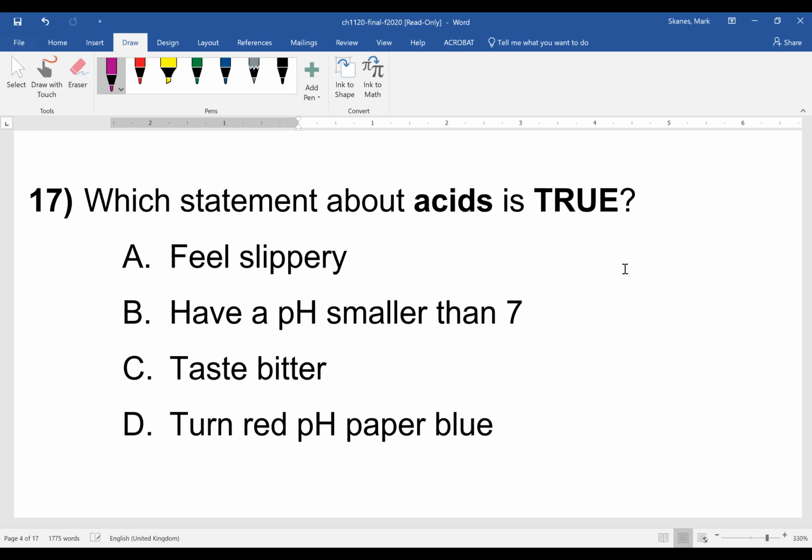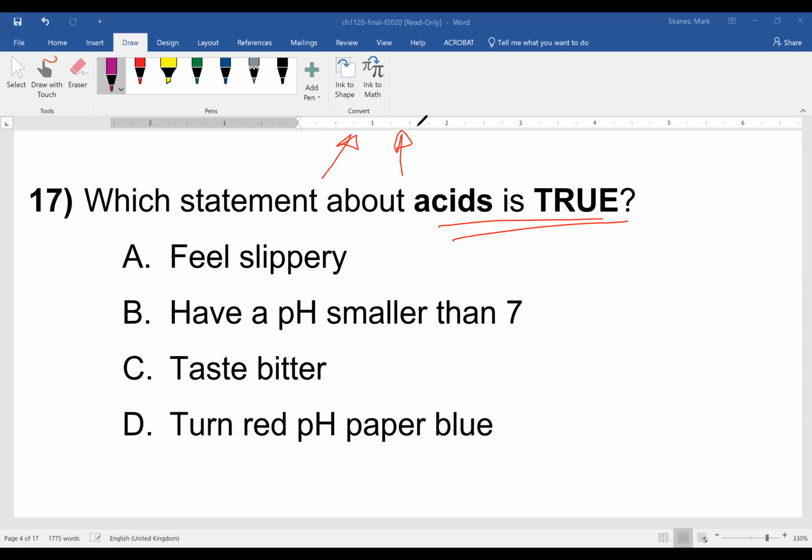This is question number 17, and it's asking what statement about acids is true. Now, you guys will look more into acids in Chemistry 1121, but when the exam was printed, I didn't know that this was going to be there, and it is there. So the question is, which of these statements about acids is true? As you can see from the top of the page, guys, this is your final. Okay, so this is question 17, and it says, which statement about acids is true?